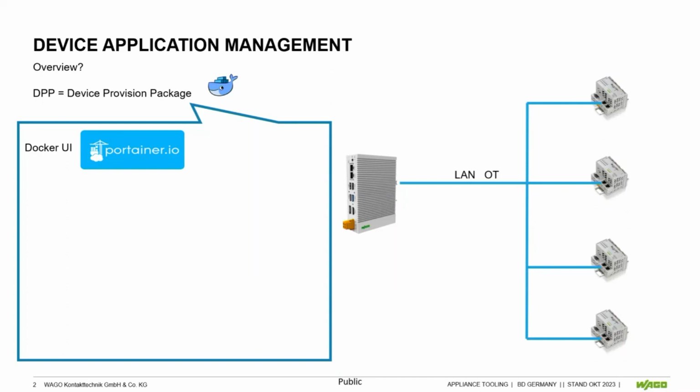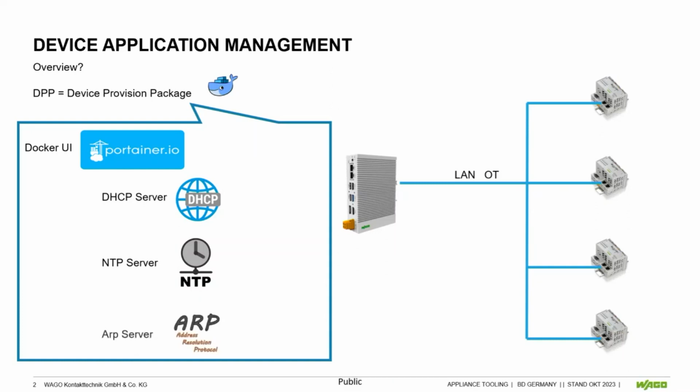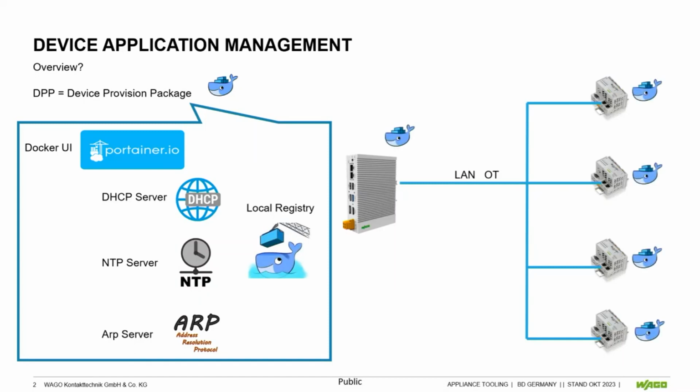I also have a DHCP server because my devices require temporary IP addresses. I have an NTP server to provide accurate timestamps to my devices, even though they are not connected to the internet. This is to ensure the validity of certificates. There is also an ARP server for new device discovery and a local image registry so that I can save applications that I would like to roll out to devices later. Of course, everything in the system is containerized using the Docker engine.